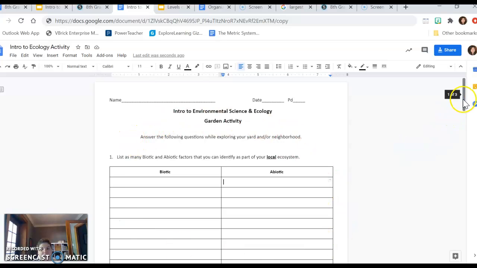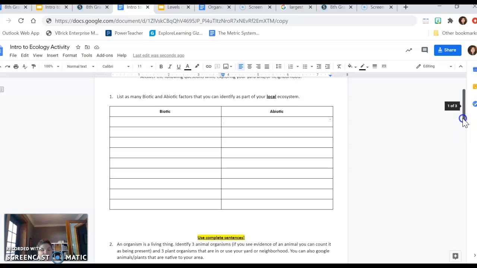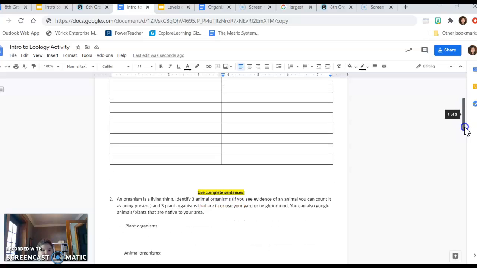So, in order to make this activity the best use of your time as possible, make sure that you are following along with your instructor as they go over the Introduction to Environmental Science and Ecology slides. And when going over these slides, you'll be able to fill in some information, take notes on this sheet that will help you when you then go out into your own community to make observations. So, for example, you'll have a better understanding of biotic versus abiotic once you've watched the lecture with your instructor, or if you were absent, I've posted a lecture as well.